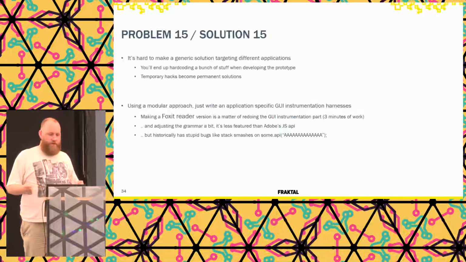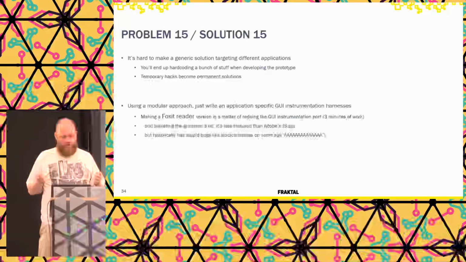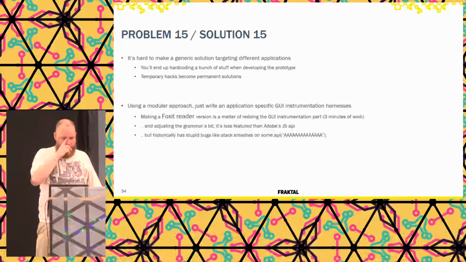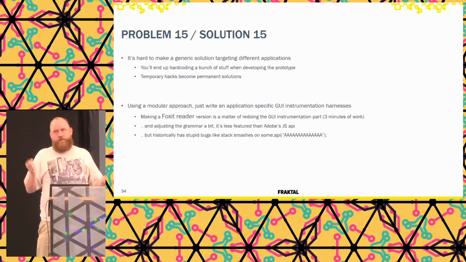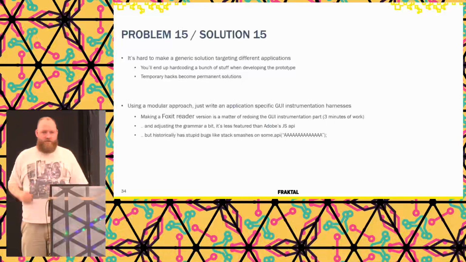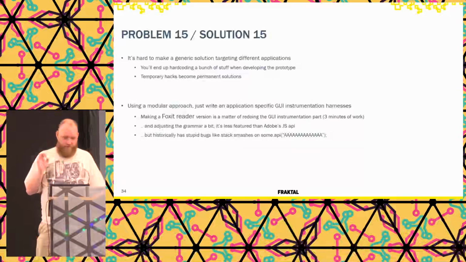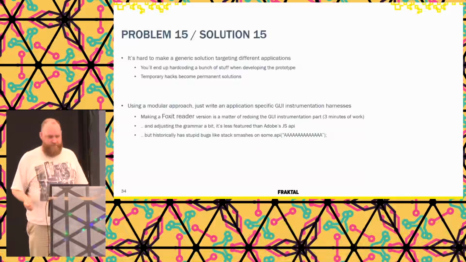So next problem, it's pretty hard to make something generic targeting different applications. Of course, that's what I didn't want to make, right? So you end up hard coding a bunch of stuff, but it's not a problem if you're not giving it to someone else. I think some smart guy told me yesterday, your code can be as terrible as you want if it's just for you. You only have to make it nice when you give it to someone else, right? So just make all the temporary hacks, it's perfect.